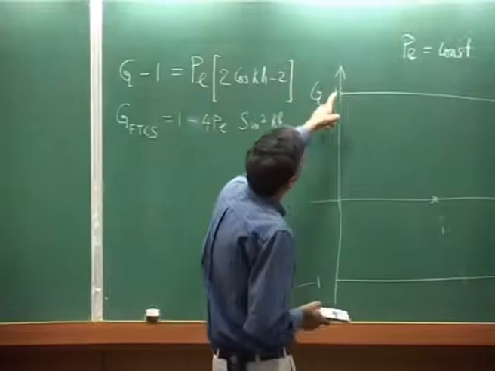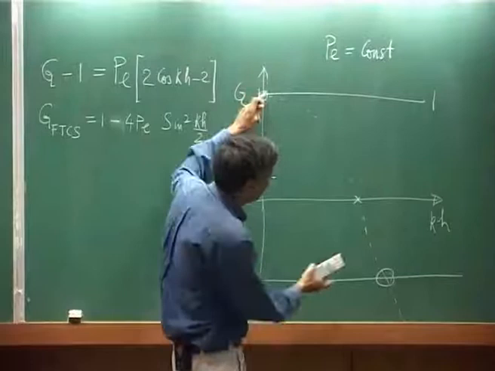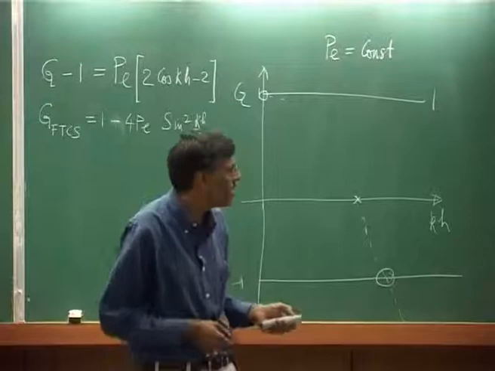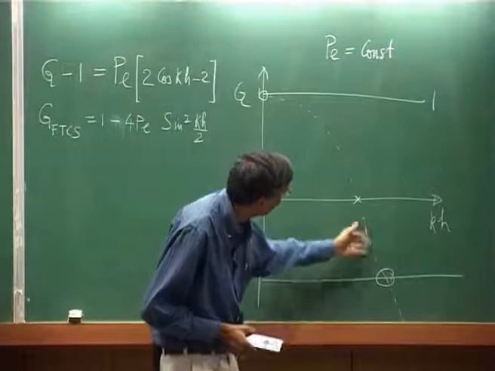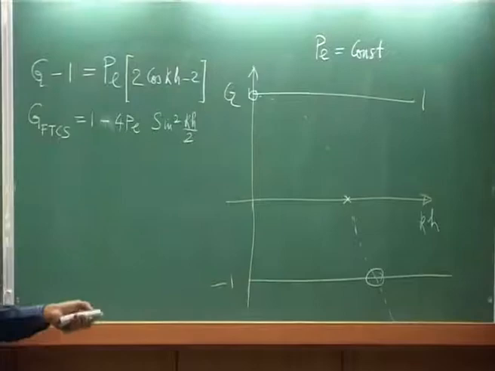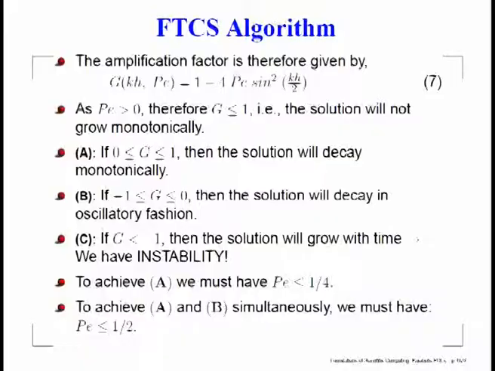So, start from here. I would like my solution to be bounded between minus 1 and plus 1. That means achieving A and B simultaneously. How can that happen? Well, I have to see what is the additional range of Peclet number I can allow so that I can go and reach up to here. You can very clearly see that that will happen if I put this equal to minus 1, right? Then you will see the Peclet number should be equal to half.